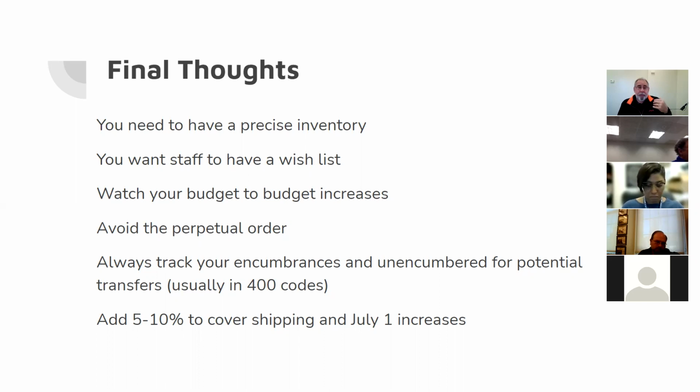Some final thoughts. You need to have a precise inventory. If your inventory is not set right, how do you know that what they're going to order is needed? The last thing you want is 144 batons and 38 stopwatches and 40 tape measures sitting in your storage area, because storage is at a premium.